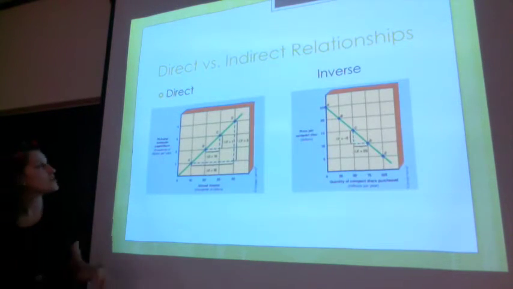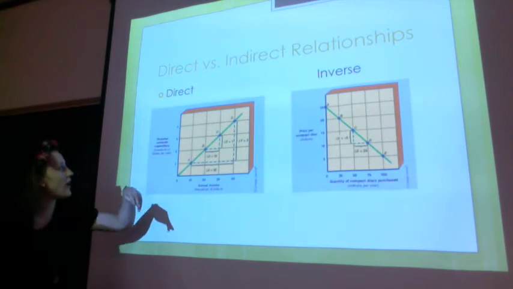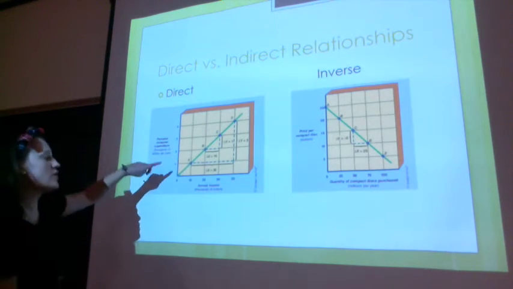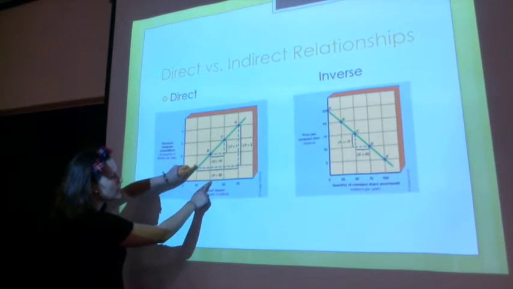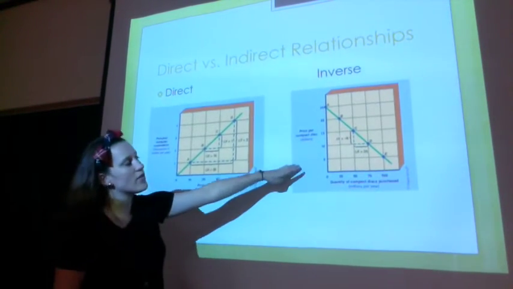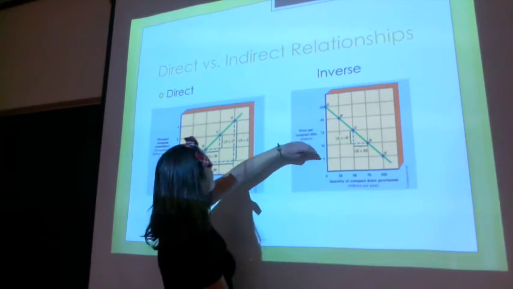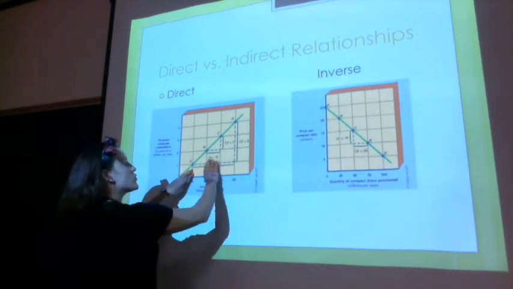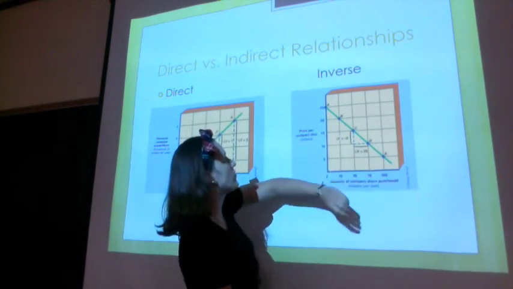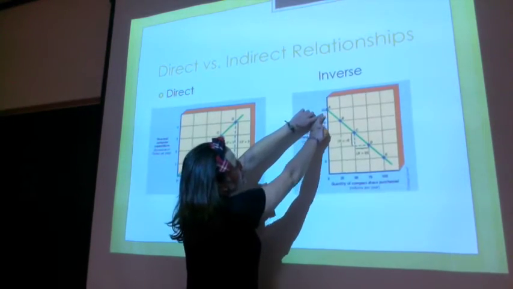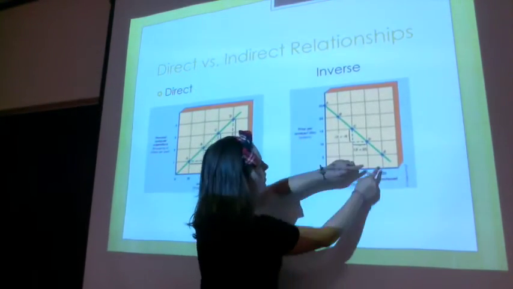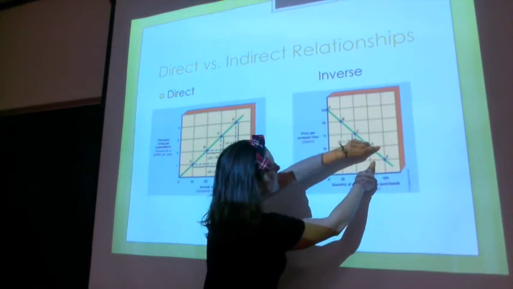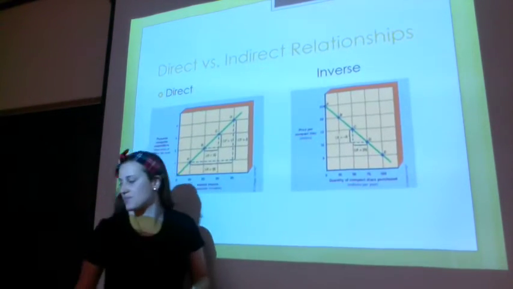We can see in these 2 graphs, this is a direct relationship. As x increases, y is increasing. On the other hand, in an inverse relationship, it's the opposite. See how this one goes up, this one slants down. So we see as y decreases, x increases. And vice versa, if we go the other way, y is increasing and x is decreasing.